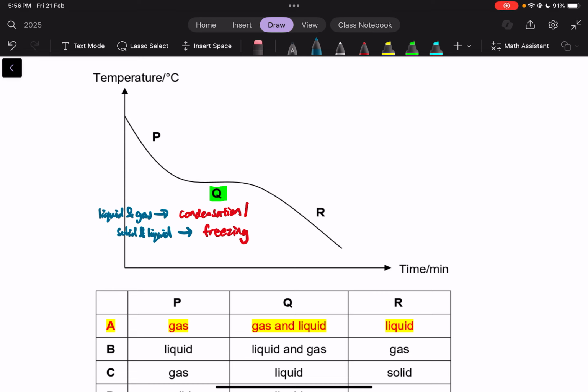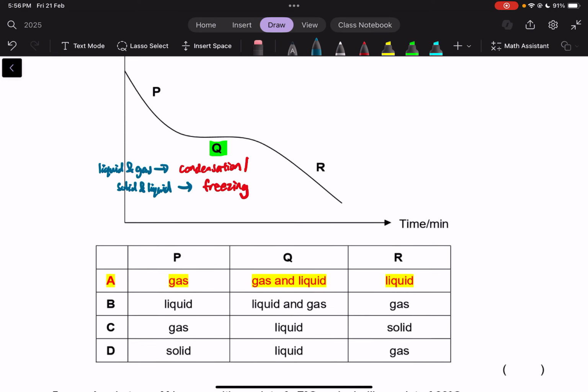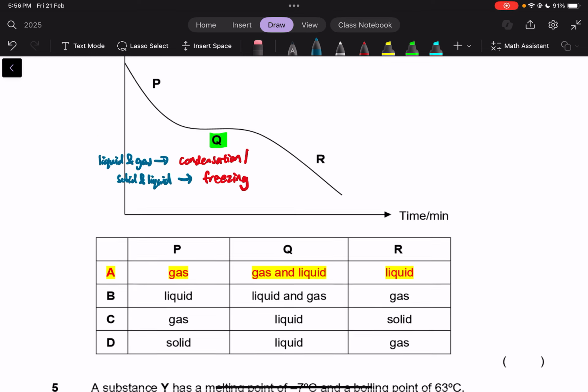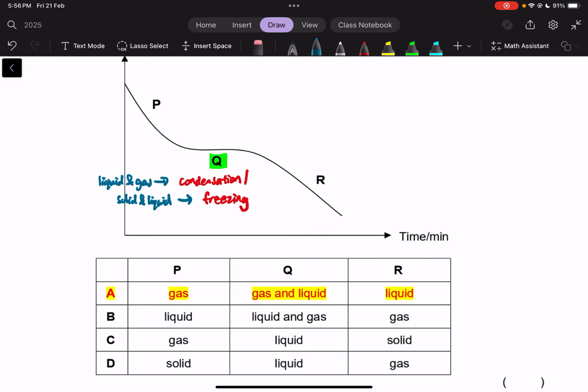Okay, so now let's look at the options available. So for P and R, this one should be gas or liquid, then from here should be liquid or solid. So here, B and D we can just strike out already, because it involves gas and gas, confirm wrong. So let's look at A and C. Then similarly, like we say condensation or freezing, so it can only be gas to liquid or liquid to solid. So C also should be out because it's gas to solid. Okay, so answer should be just A.